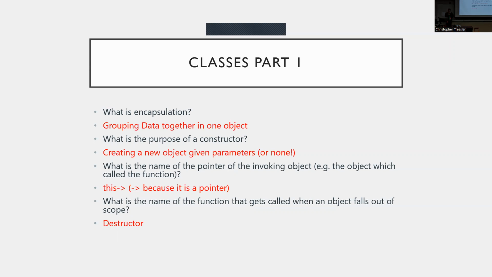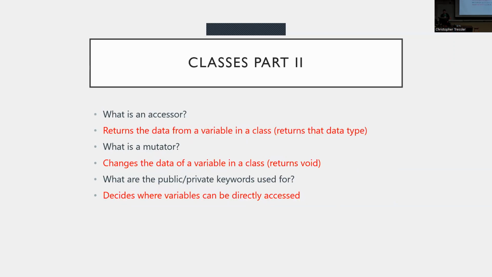Yeah. Okay. So then we have classes part 2 because this was a really long section. What's an accessor? So this is going to basically get you the data, and it's going to return that data type, because think about it. If you're trying to access data, let's say you're trying to get a name, you're trying to get the data that is the name. So a name, for example, would probably be a string. You're going to return a string data type.